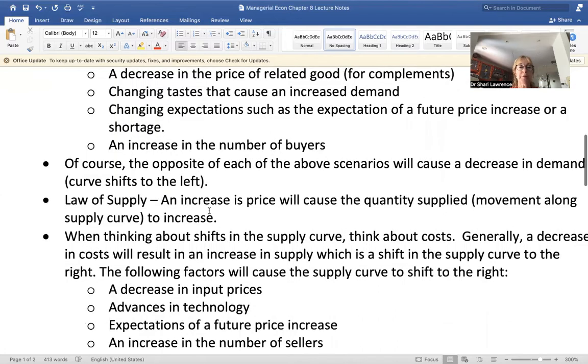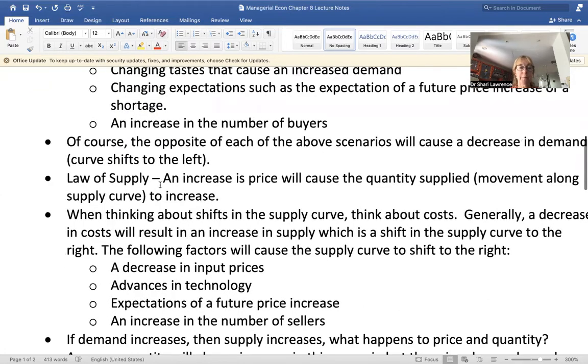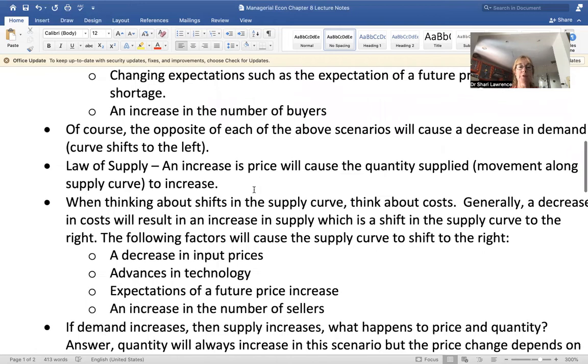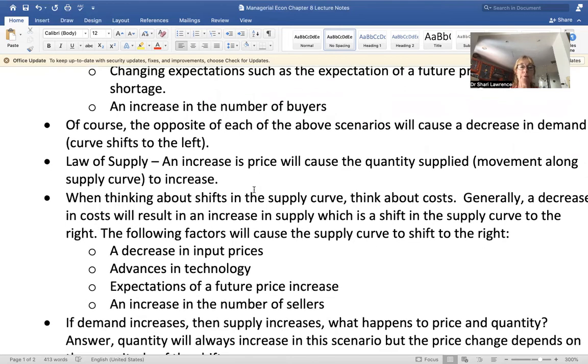Okay, now let's talk about supply. So I mentioned the law of supply. Law of supply means that an increase in price is going to cause the quantity supplied to increase. That's a movement along the curve. But what causes a shift in the curve? What causes a change in supply?